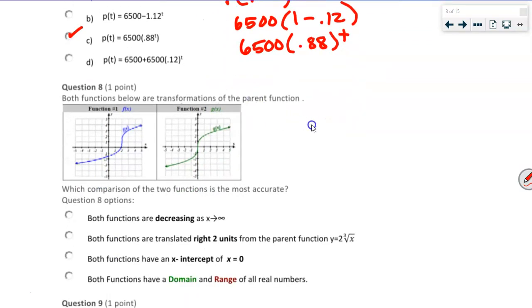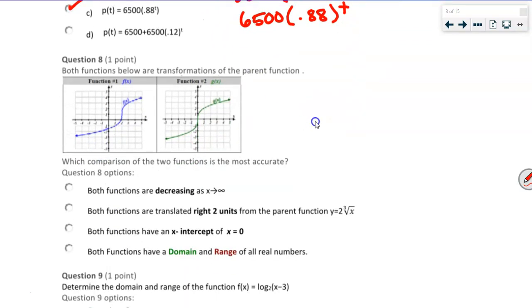Number 8 says both functions below are transformations of the parent function. Which comparison of the two functions is most accurate? Both functions are decreasing. Well, that's not true because both functions, moving from left to right, are rising, so they would be increasing. It says both functions are translated right 2 units. Well, this one is translated right 2 units because notice it moved 2 over from there, but the next one isn't. Both functions have an x-intercept of 0. Well, again, this one has an x-intercept of 0, but the one on the left has an x-intercept of 2.